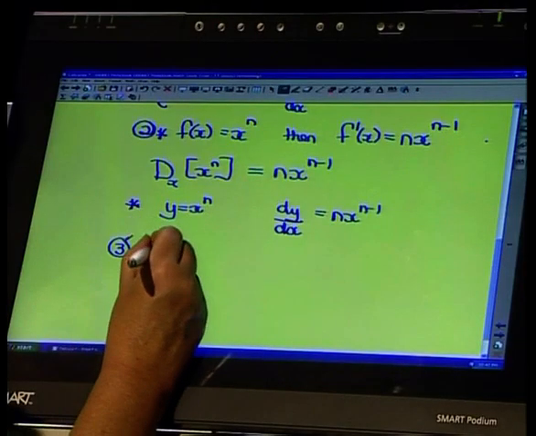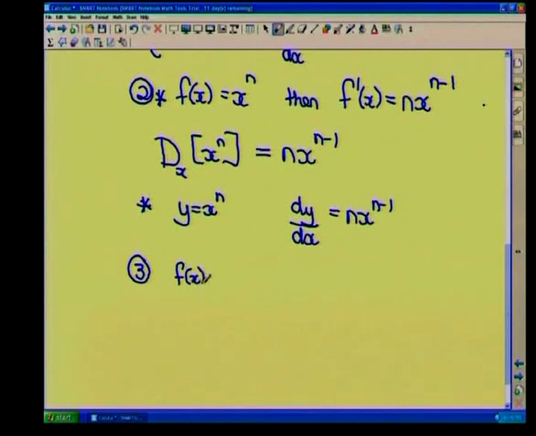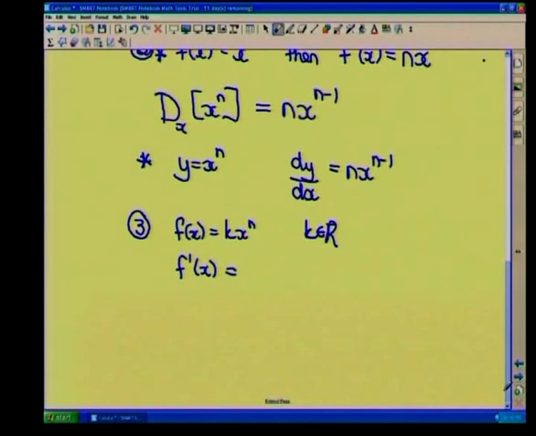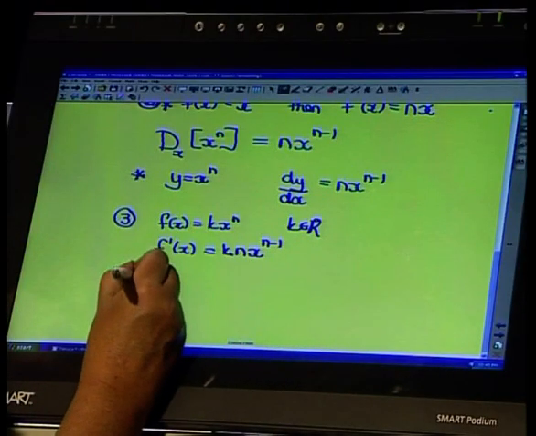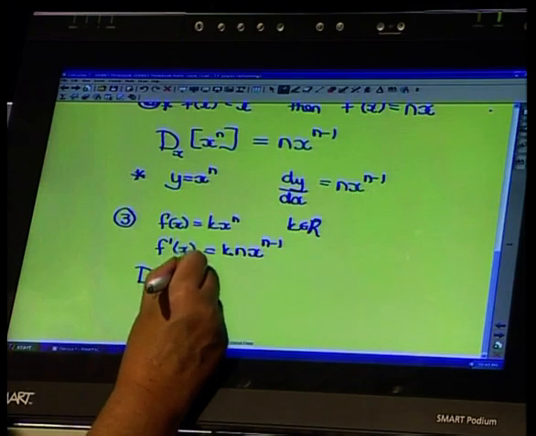The third rule says if I have f of x equals kx to the n, so in other words, there's a number we're timesing by in the front. Well, then f dashed of x will equal k times n x to the n minus 1. So notice it still has the same format it had here, but you now times it by the number in front.